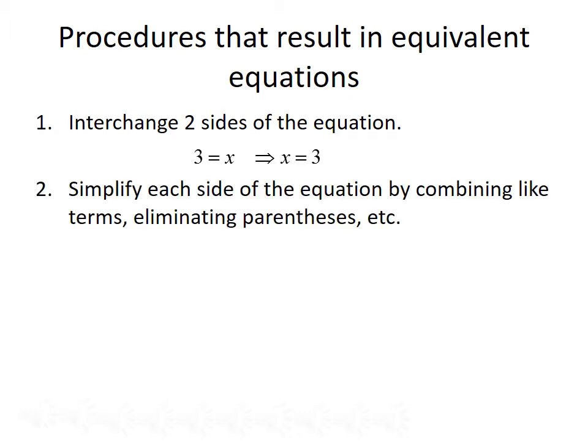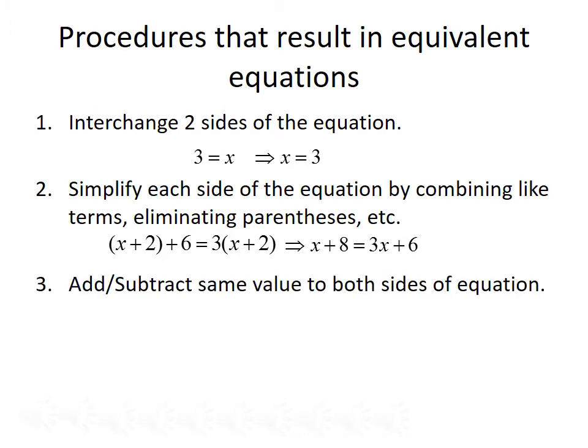The second possible procedure we can use is to simplify each side of the equation by combining like terms and eliminating parentheses and other such operations. So, for example, if we have the quantity x plus 2 plus 6 equals 3 times x plus 2, we can rewrite that as x plus 8 equals 3x plus 6, using the associative property on the left-hand side and the distributive property on the right-hand side.